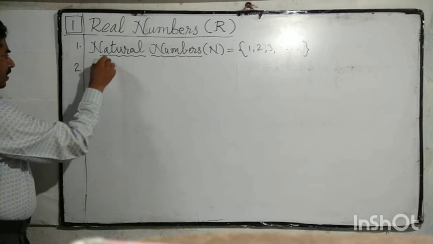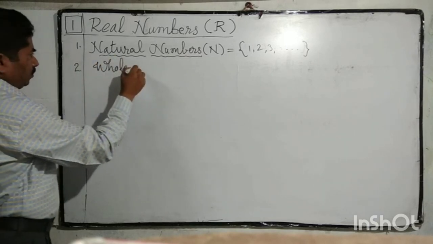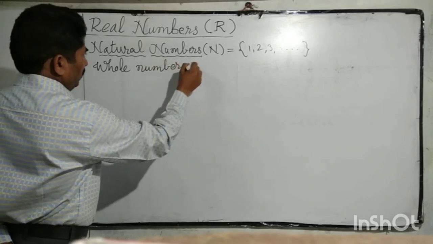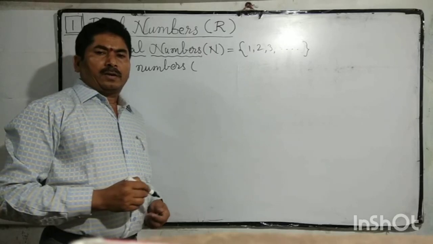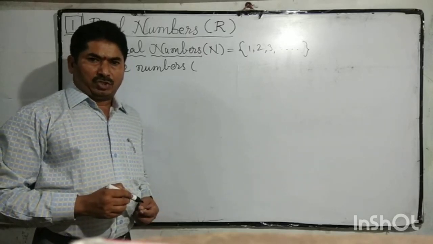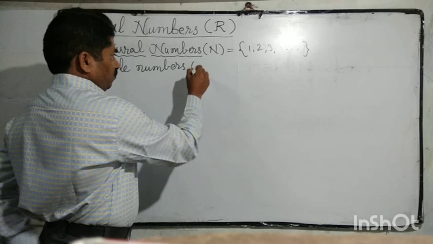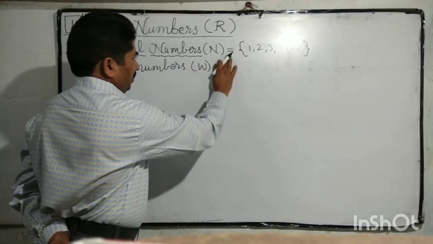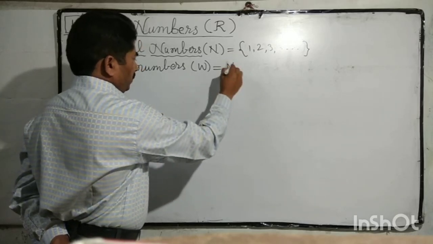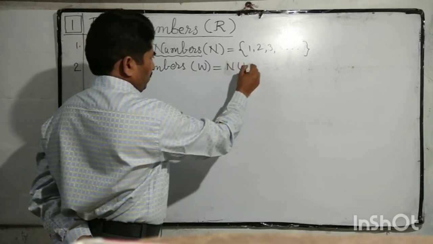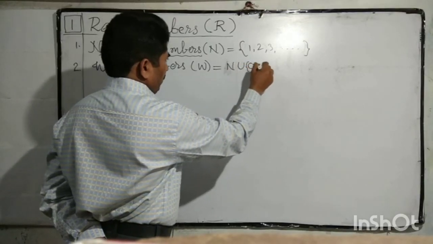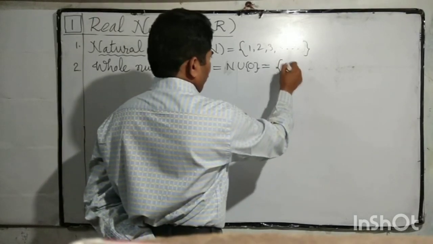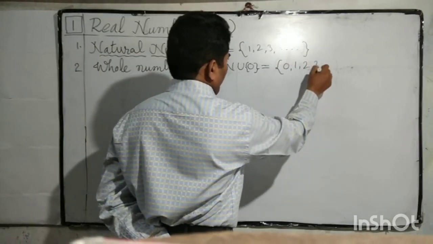Next, whole numbers. Natural numbers together with 0 are called whole numbers. Whole numbers are denoted by the letter W. W is equal to natural numbers N together with 0. Whole numbers are 0, 1, 2, 3 and so on.